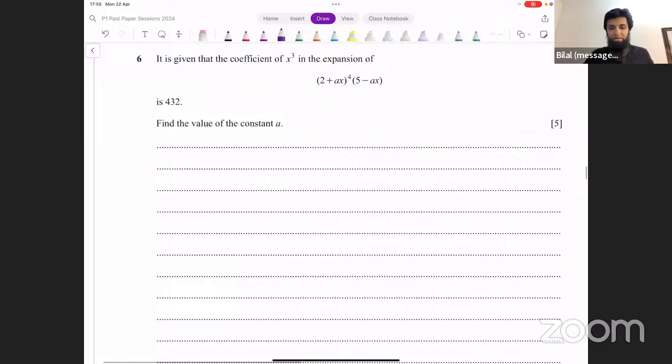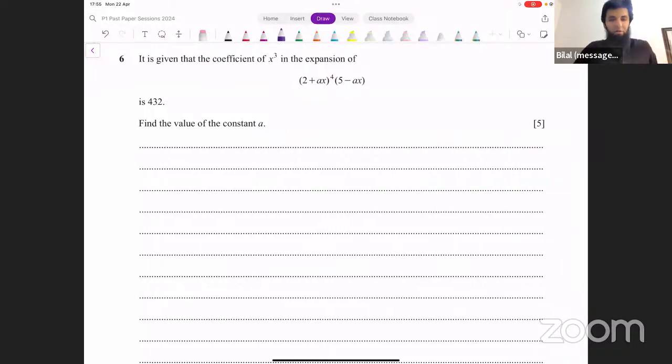Question number 6. Now it says it's given that the coefficient of x cubed in this expansion is 432. Find the value of the constant a. Now, what's the binomial expansion formula? It's written in the formula sheet as well. Let me just write that here. (a plus b) whole raised to power n is a raised to power n plus nC1 into a raised to power n minus 1 times b plus nC2 into a raised to power n minus 2 into b squared, and so on. That's what the formula looks like.